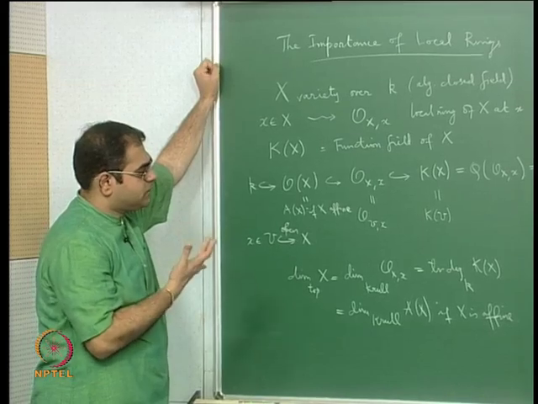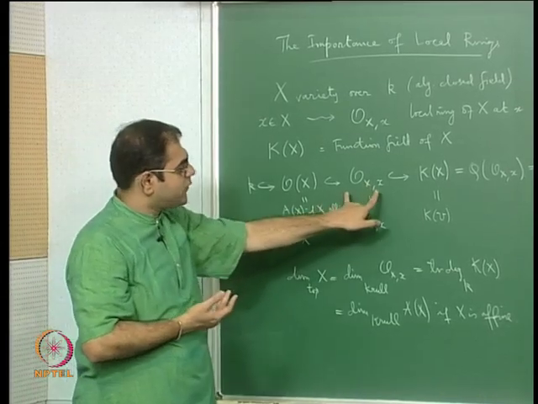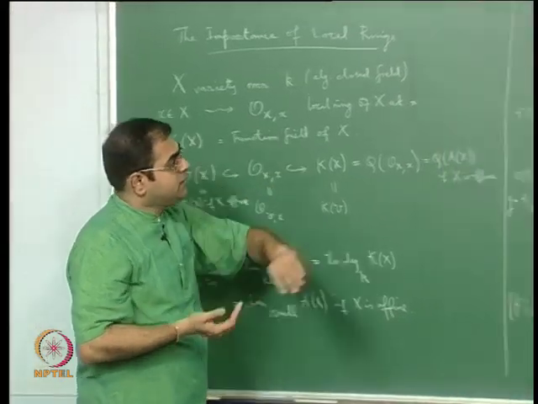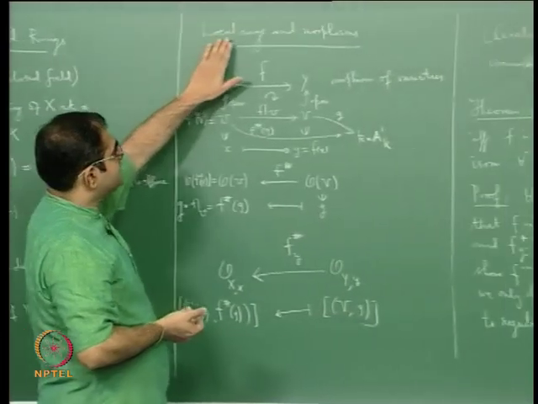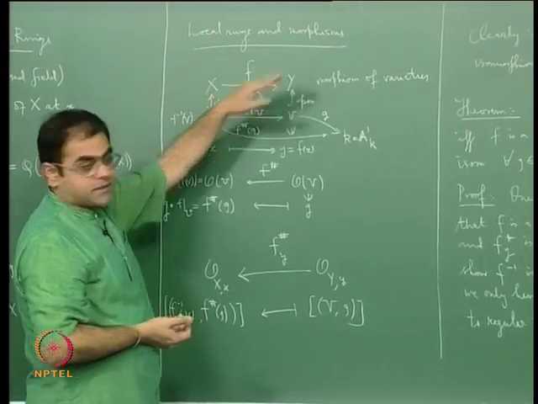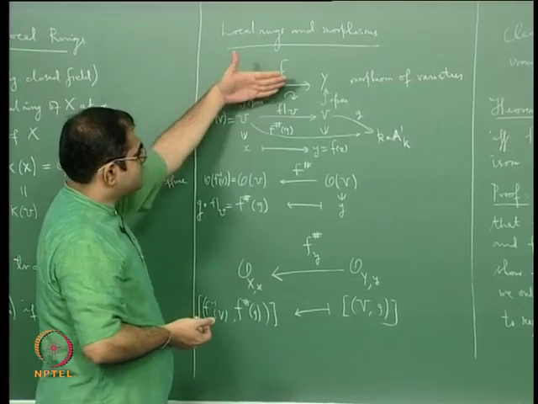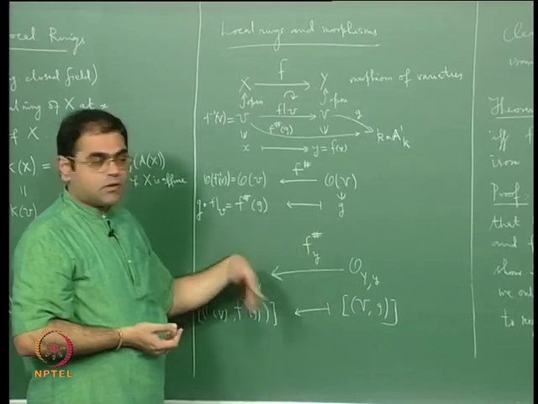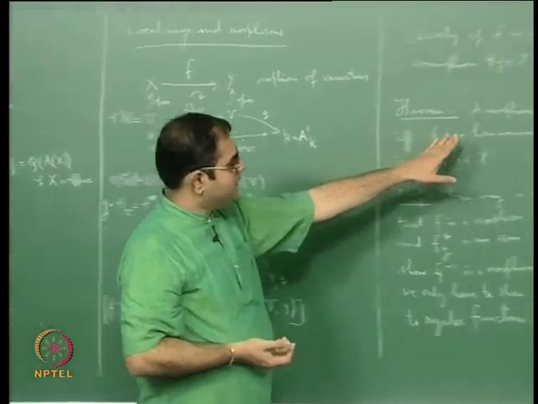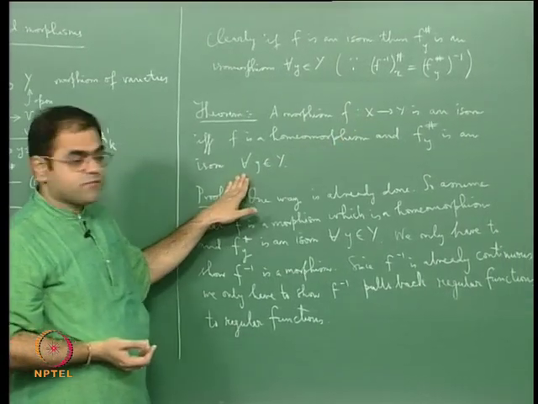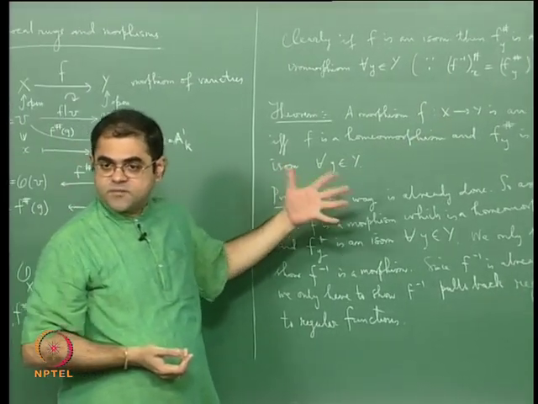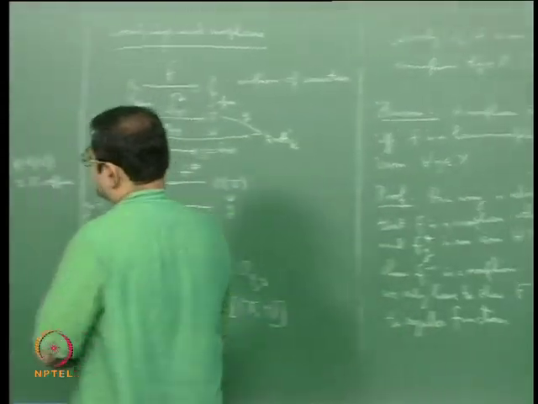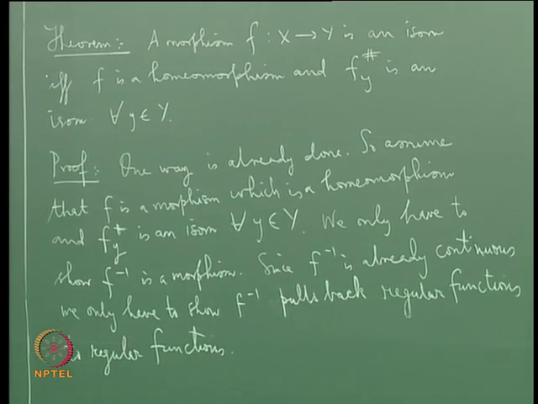Now the point is that the local rings contain a lot of information. What we saw in the last lecture is how local rings capture isomorphisms. Of course, an isomorphism induces isomorphisms at the level of local rings, and conversely, if a morphism induces isomorphisms at the level of local rings and it is a homeomorphism, then it is an isomorphism. Now I am going to discuss local rings and regular functions.